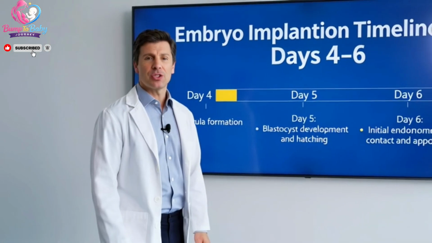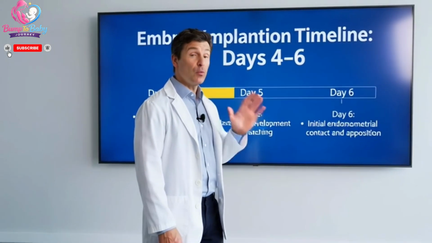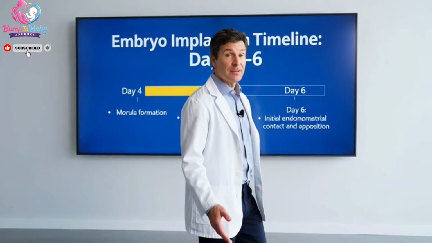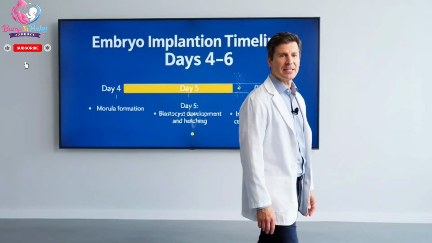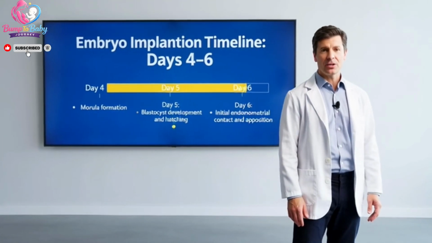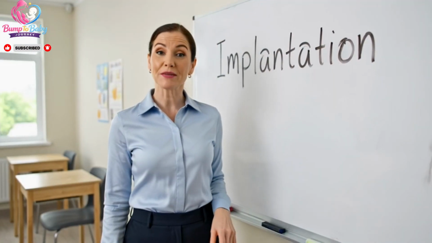Let's look at the implantation timeline from day 4 to 6. On day 4, the morula forms and travels to the uterus. By day 5, the blastocyst hatches and begins attaching. And on day 6, apposition and adhesion occur. Implantation is a vital step in pregnancy.